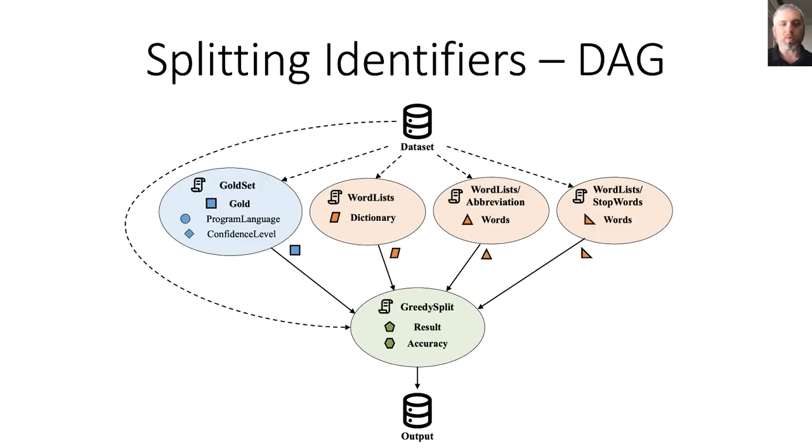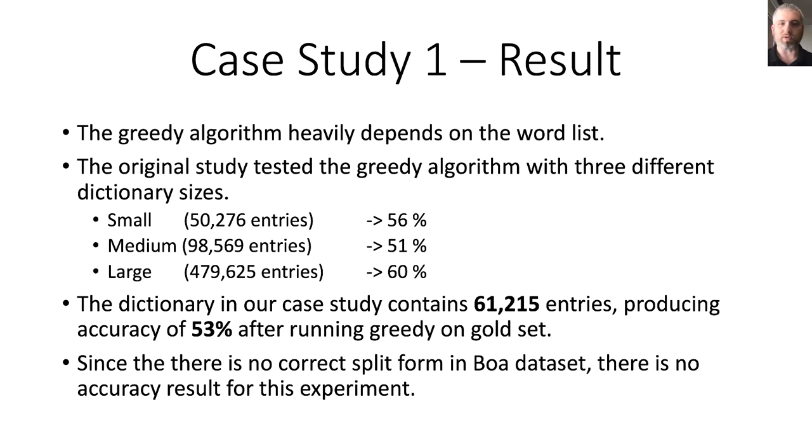So what we came up with was a set of different Boa queries. One basically hard-coded the gold set, so we just threw the entire gold set into a Boa query so it was available. We had another one that just had a word list downloaded from the internet. We had one that had abbreviations, another one with stop words. So the top four are essentially predefined data sets that we could make available for anybody to use. And then we had our greedy splitting algorithm that took those as input and processed them and generated the accuracy based on the gold sets.